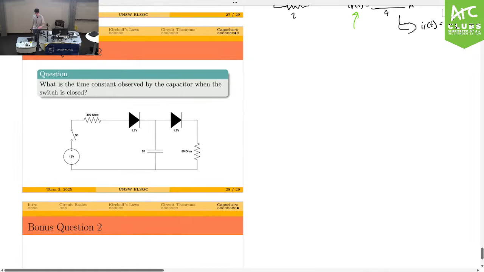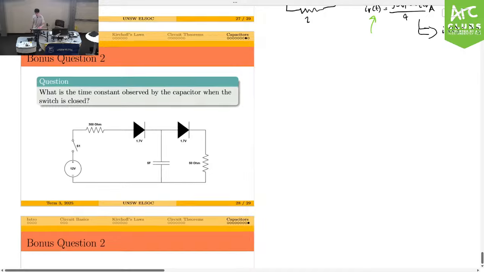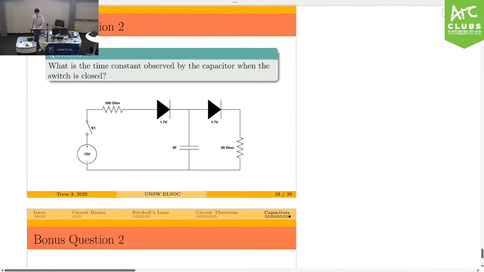So this question is an RC circuit. We've got 2 diodes in it. You should know how to do this, but it's unlikely-ish you might get a question like this. But it's good for future courses. It's pretty useful. Pretty much, all you have to find in this question is the time constant observed by this.